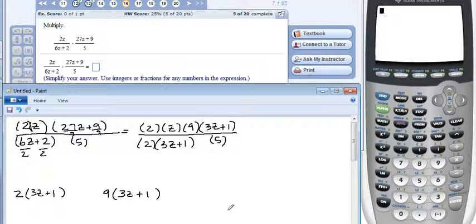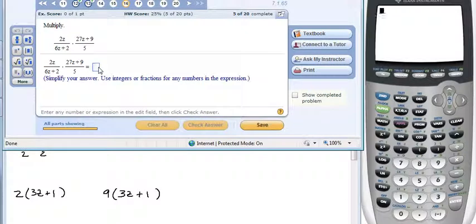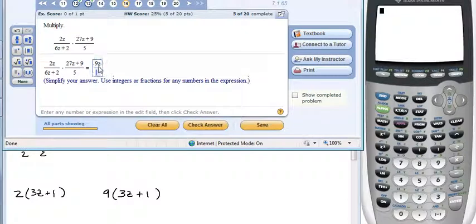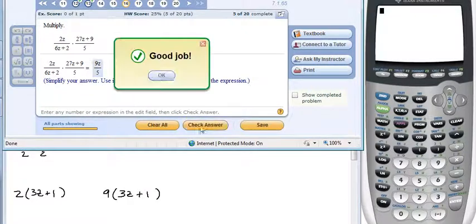There you go. Now I've got everything into products. I have no more addition subtraction between my parentheses. Now I cancel. My 2's can go. My 3z plus 1's can go. What's left? A 9z on top and a 5 underneath. Done. Should we try that one? What is it? 9z over 5. 9z divided by 5. Good job.